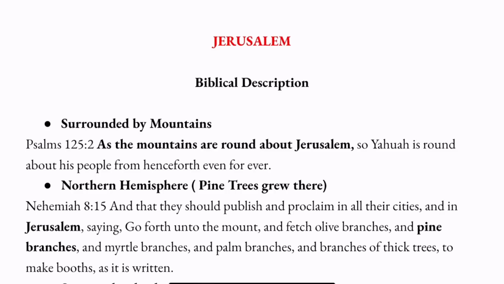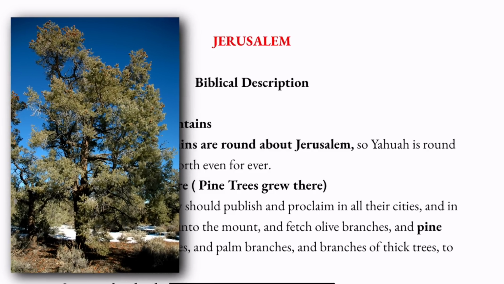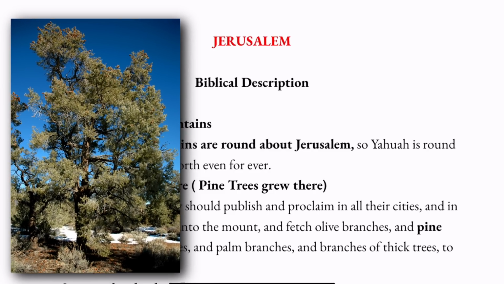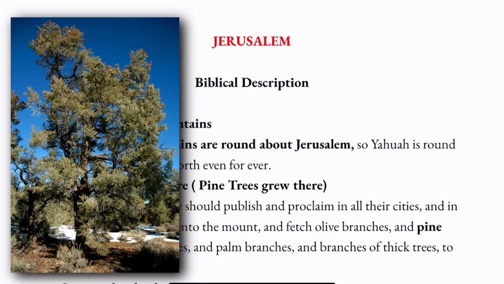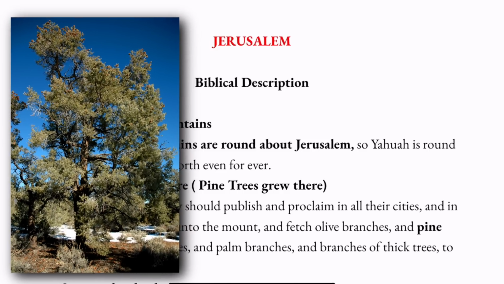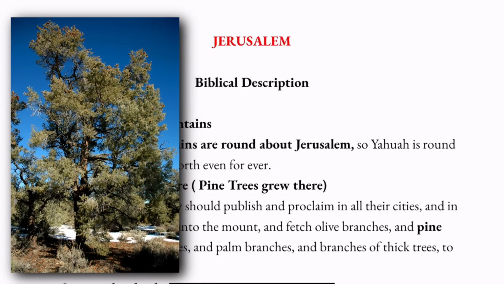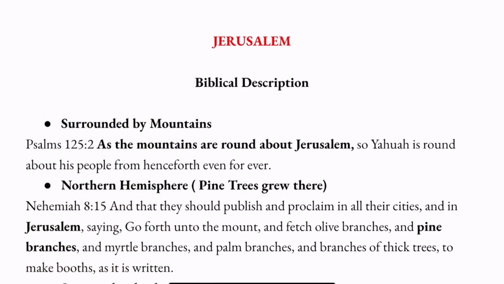We know that Jerusalem is north of the equator. Why? Because pine trees grew there. Nehemiah 8:15, "And that they should publish and proclaim in all their cities, and in Jerusalem, saying, Go forth unto the mount, and fetch olive branches, and pine branches, and myrtle branches, and palm branches, and branches of thick trees, to make booths, as it is written."